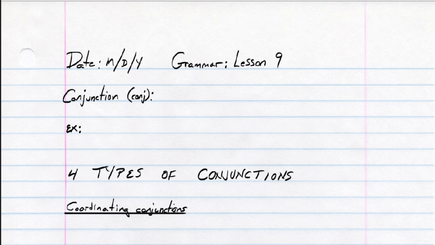So at the top of your page, if you would please put the date, the month, the day, and the year. Follow that with Grammar Lesson 9. When you are done with that, skip a line and put down the word conjunction, C-O-N-J-U-N-C-T-I-O-N, conjunction. And the abbreviation for the part of speech conjunction is C-O-N-J.